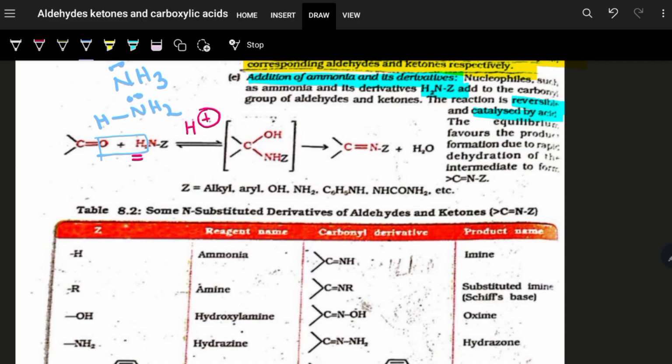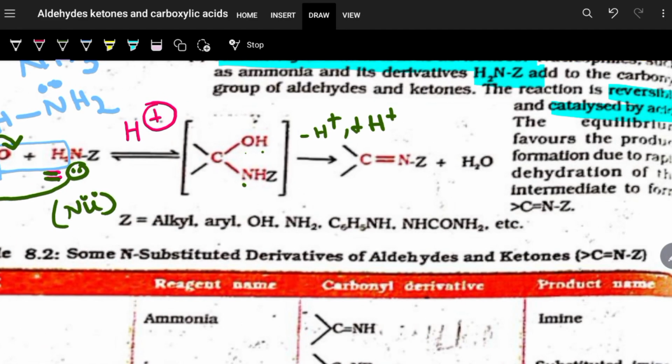So what happens is, this lone pair above nitrogen acts as a nucleophile, and it will attack the carbonyl carbon. Oxygen will open up, and when oxygen opens up, it abstracts this hydrogen. So we can see NH2 attacks this carbonyl carbon, and there is NHZ, an oxygen holding a proton. Now what happens is minus H plus and plus H plus, proton exchange.